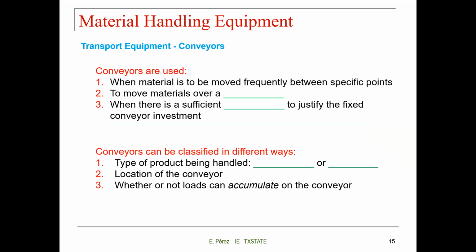In terms of conveyors, conveyors are used when material is to be moved frequently between specific points over a fixed path and when there is a sufficient flow volume to justify the fixed conveyor investment. Conveyors can be classified in different ways. First, type of product being handled, unit load or bulk load, the location of the conveyor, or whether or not loads can be accumulated on the conveyor.